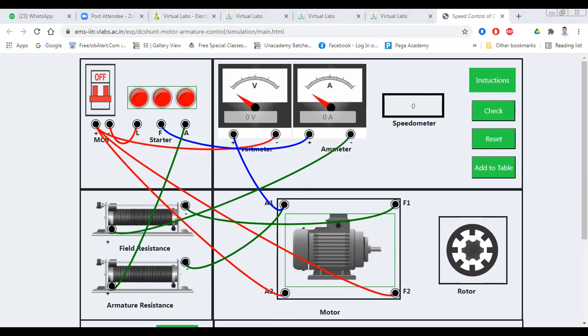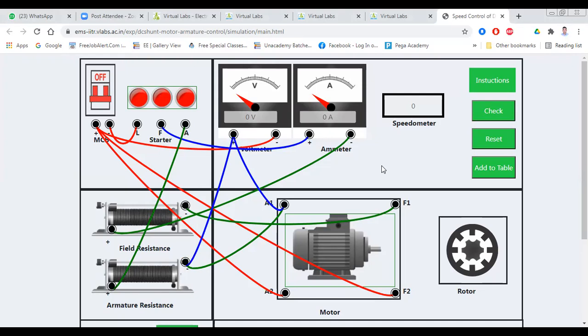Okay. Now I am connecting, I am completing the circuit. For completing the circuit, we have to connect the first terminal of the voltmeter to the second terminal of the armature resistor. Okay. I think my circuit should be completed.